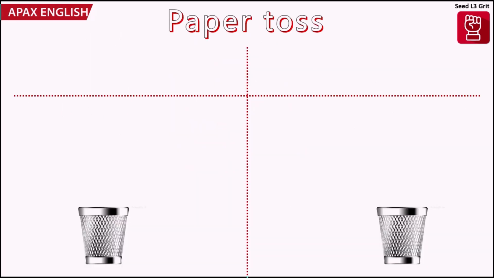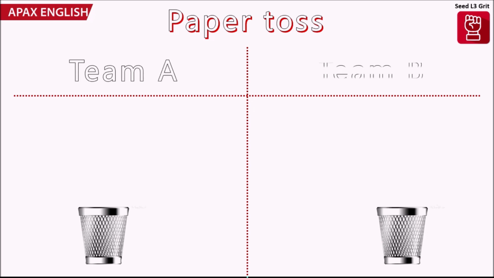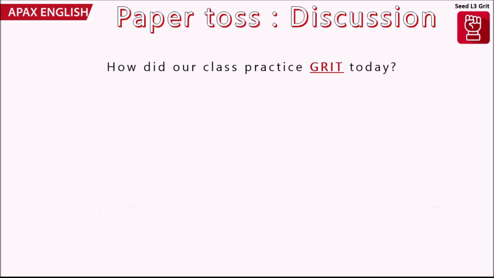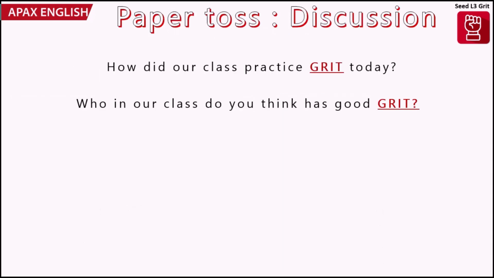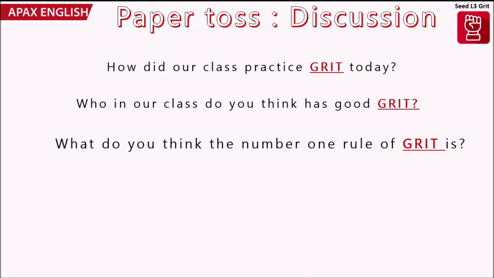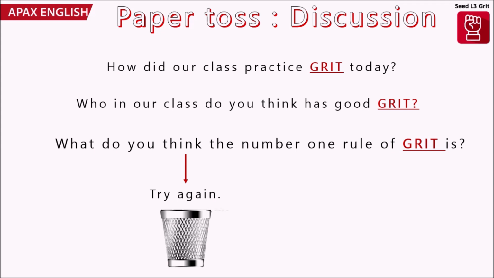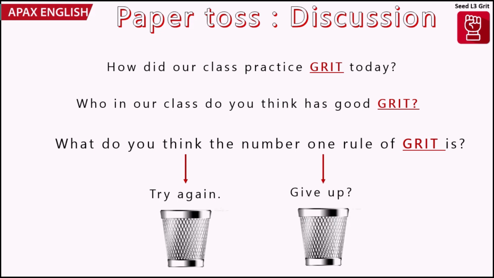Paper toss. Now this slide here is also provided for you on the SharePoint so that you can open it up on your board to keep track. And then a discussion. So how did we practice grit today? Who in the class did you think had good grit? What do you think the number 1 rule of grit is? Try again or give up. Poll the class, have discussion, maybe related to student lives. Okay, so a fun little activity, again reinforcing the character trait grit.